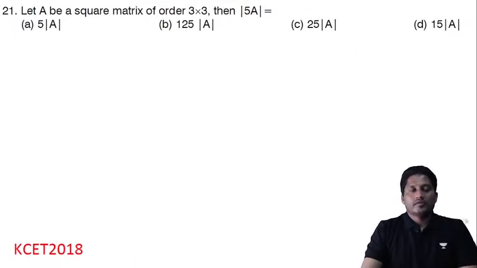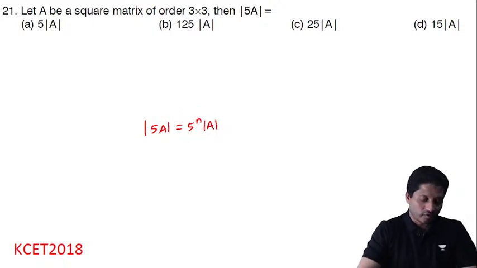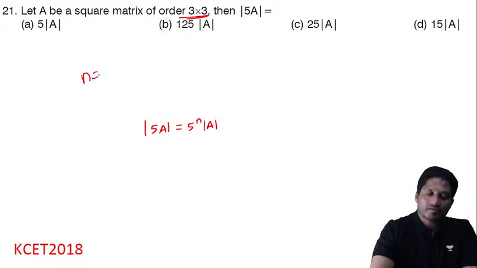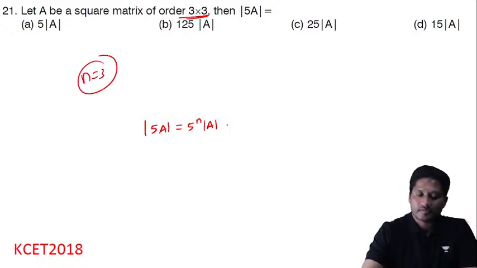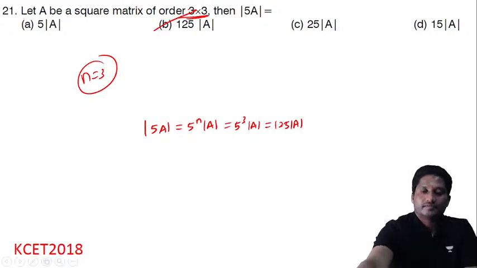The next question. We have done this before. When you have determinant of 5A, to take 5 outside, it is 5 power n into determinant A. n stands for the order of the matrix. A is a matrix of order 3 by 3, so n equals 3. This becomes 5 cube into determinant A. 5 cube is 125, so 125 into determinant A. Answer is option B. The next question.